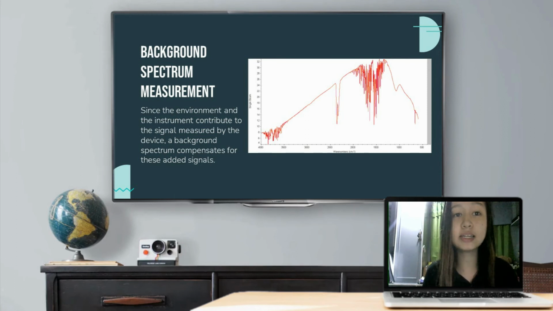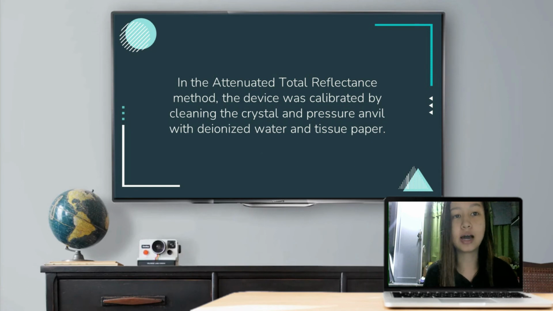Now, there is another method for FTIR, which is the attenuated total reflectance. In this method, there is a crystal on the sample platform and the pressure anvil built into the device. The sample can be scanned here as it is without any preparation like that of the transmittance method. The platform and the anvil were cleaned with a tissue paper wet with deionized water or alcohol, and a background scan was measured with nothing on the platform. When the background spectrum was stored, the sample was measured.